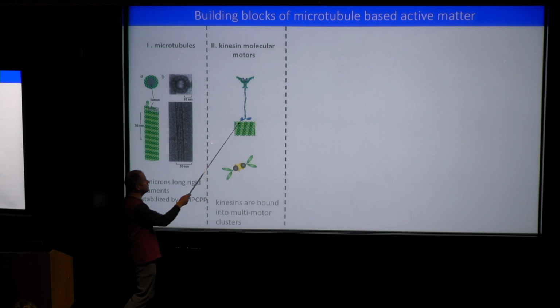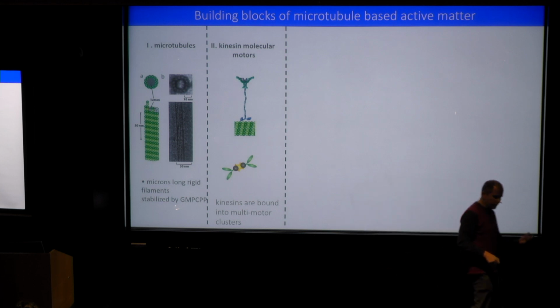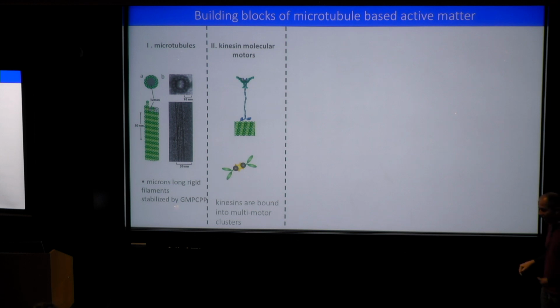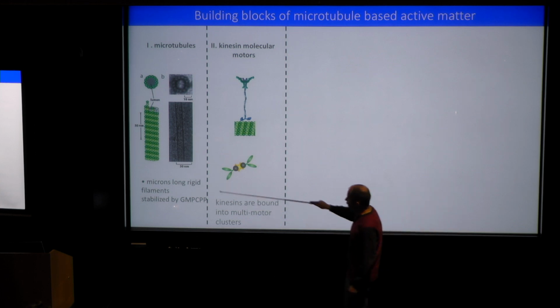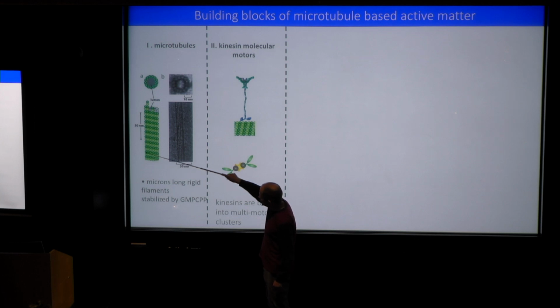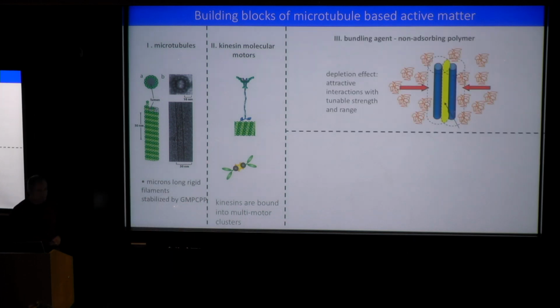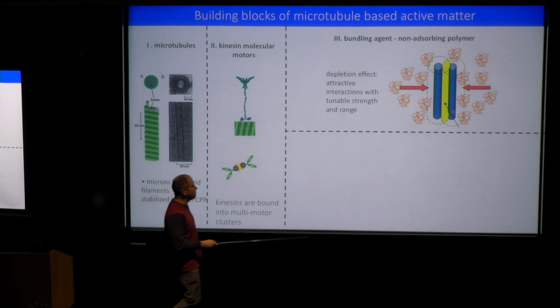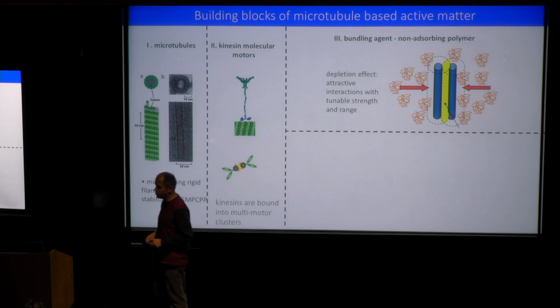The other basic component that we use are kinesin molecular motors. Again, these are motors that are responsible for a lot of the motion that occurs within the cell. These motors hydrolyze ATP. They take 8 nanometer steps, and they take about 100 steps per second along the microtubule. So they bind to a microtubule, they take an 8 nanometer step, and they take 100 of these steps before they unbind again. The third component that we add is something that's going to bundle microtubules and make these elongated bundle structures that are shown over here.